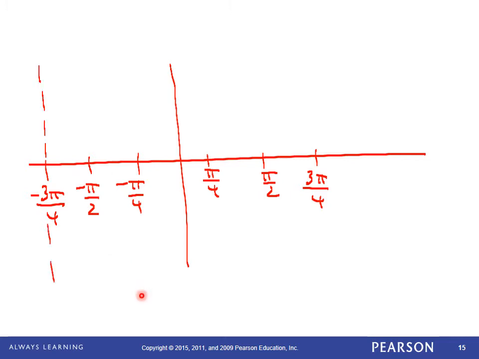And I'm going to place my vertical asymptote at negative 3 pi over 4. The other one's going to be at a positive pi over 4. Okay, and then from here, notice it's broken up into 4 pieces. There's my 0. This is the middle, really, in a sense, between these guys. So that means my 0 is going to be right here.